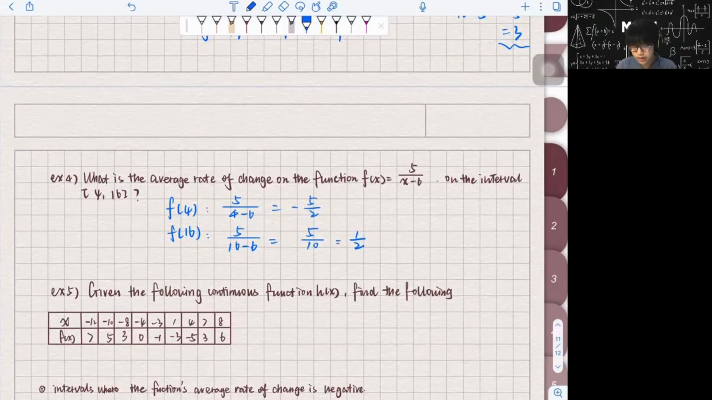Well, in this function, as x is increasing, y is increasing as well. So it's positive. And now exercise 5.